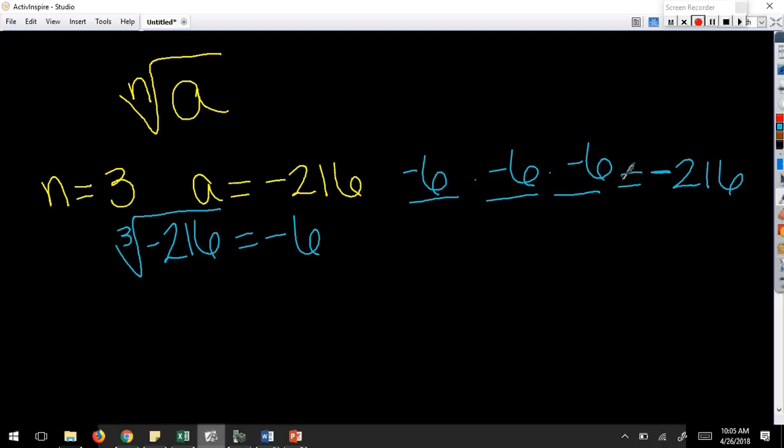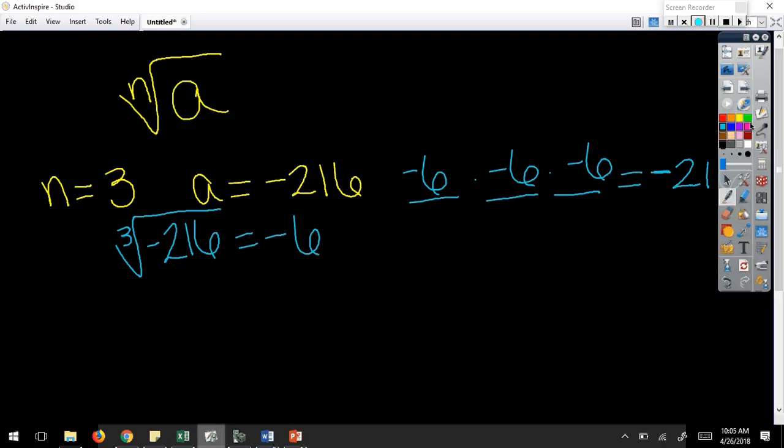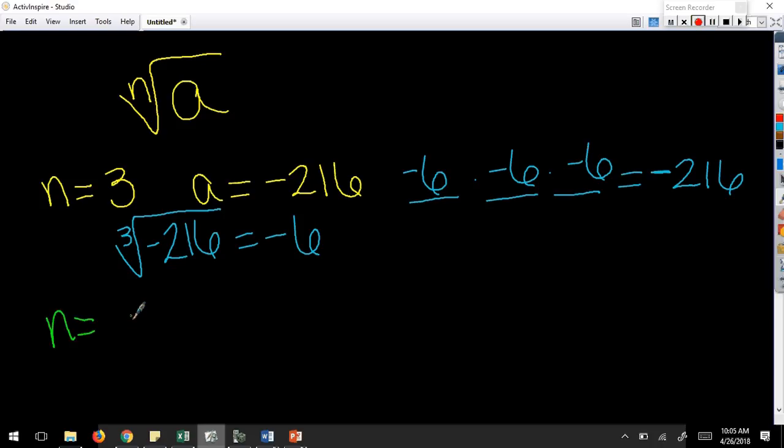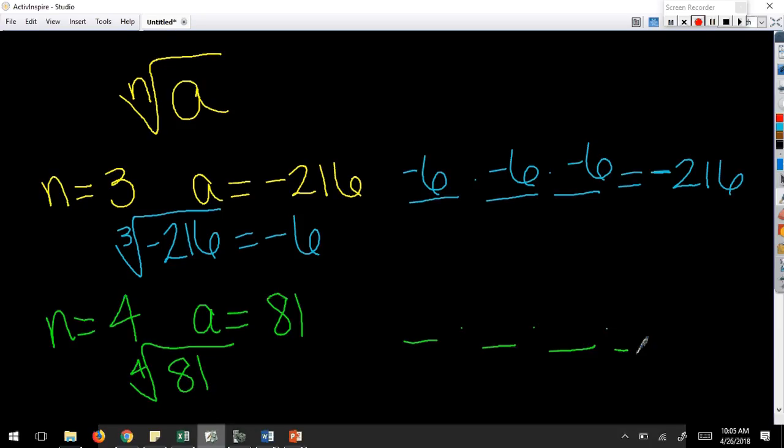This is part of what we're doing now. How about this one? See if you can figure this one out. N is 4 and A is 81. It's 3. You're right. What times itself 4 times, 1, 2, 3, 4, gives you 81? Yes, 3.